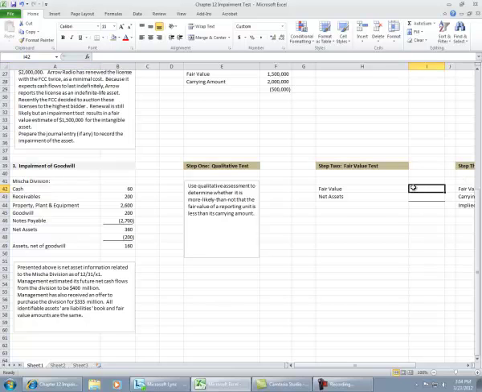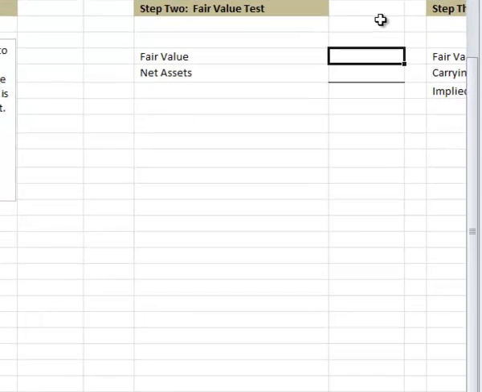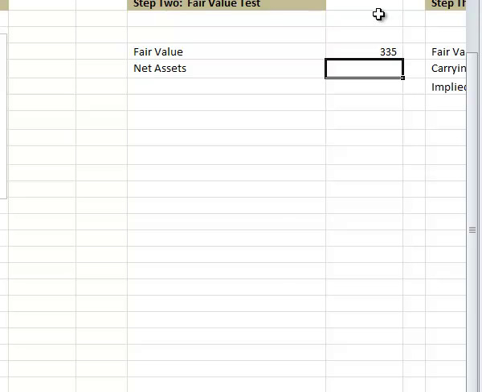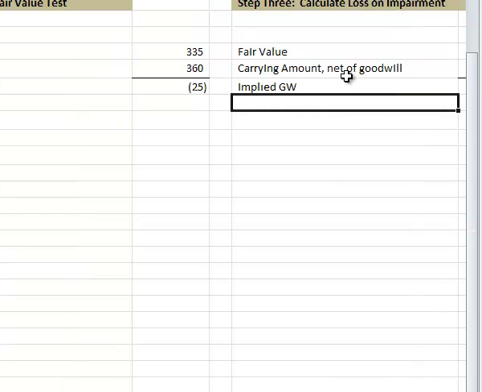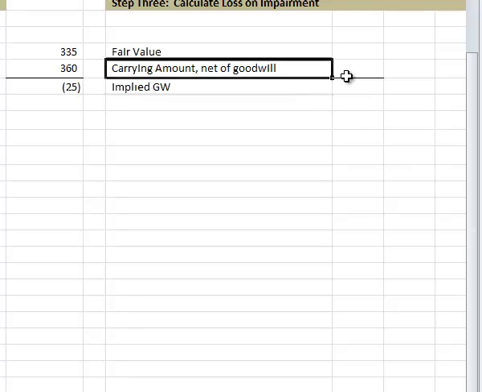I'm going to look at the fair value of that division, and I've got 2 pieces of information. I've got future cash flows, but I have a third-party offer of $335. I'm going to go with the $335 as a better measurement because it's a third-party estimate of the value of that division. I'm going to subtract the net assets of that division, which are $360. It's simply the assets added up less the liabilities, so the net assets are $360. I take the fair value minus those net assets, and I've got a problem because the fair value is less than that value. I need to move on to step 3 to calculate the loss on impairment.